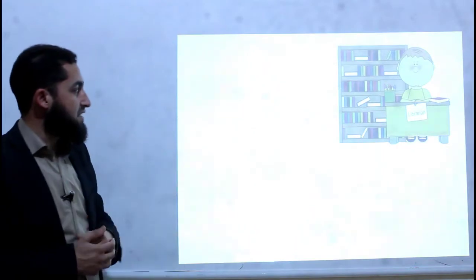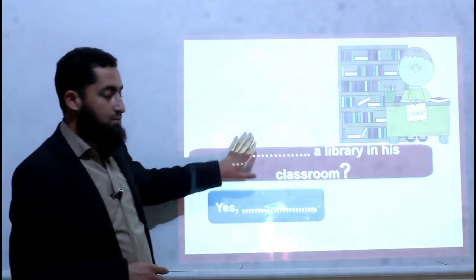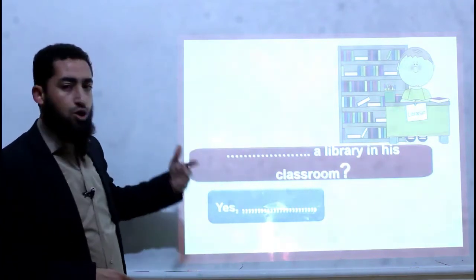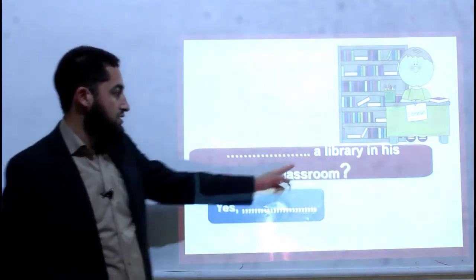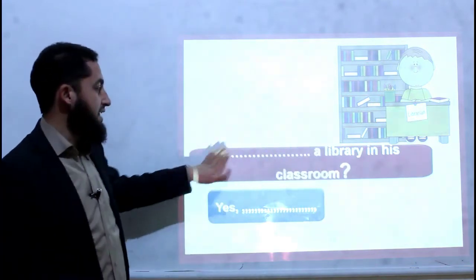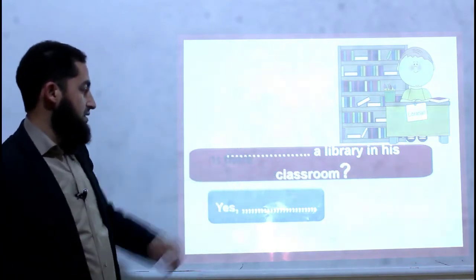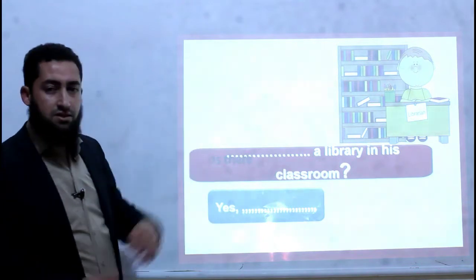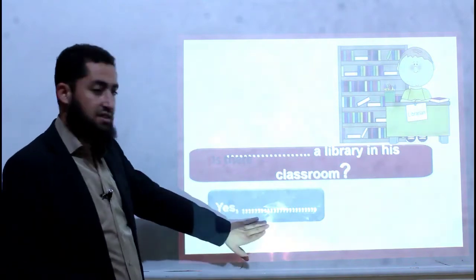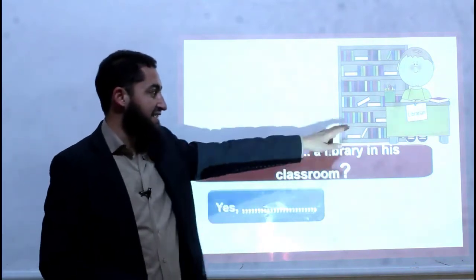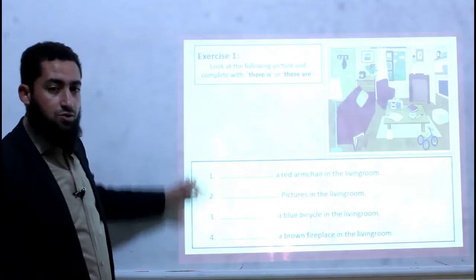Very nice. The next example, so I have a library. Now we complete with is there or are there? A library in his classroom. So we have a library, is there. So the answer is is there. Okay? And the answer, is it yes, there is, or no, there isn't? So we have yes, we complete, there is. Very good.